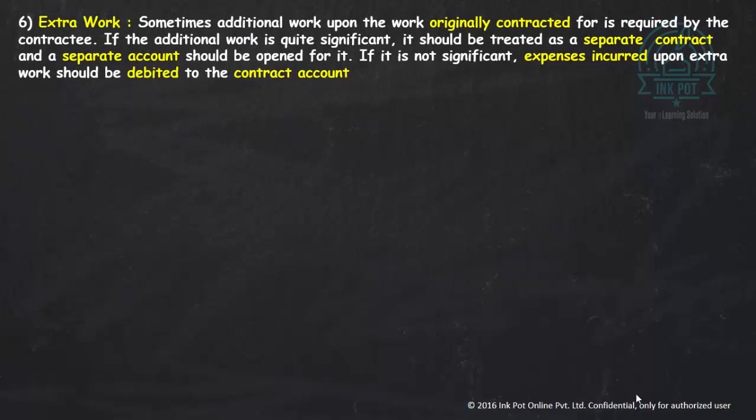Now, extra work. Extra work means the additional work done by the contractor as required by the contractee. So this is also an expense, and that has to be shown in the contract account. Now, how can we show this expense? If the cost of extra work is big, we can prepare a separate contract account for that. But if the expenses are not that significant, we can show it on the debit side of the contract account.